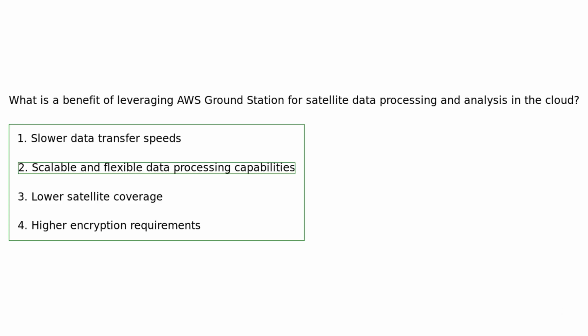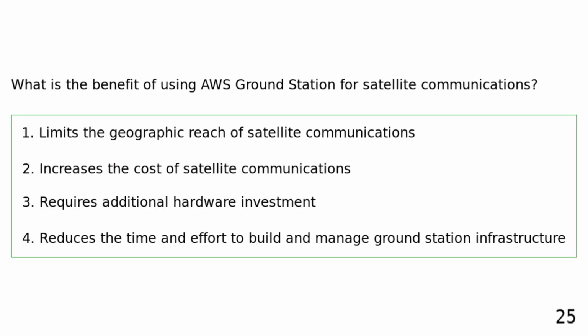One benefit of leveraging AWS Ground Station for satellite data processing and analysis in the cloud is the scalable and flexible data processing capabilities it offers, allowing customers to adjust resources based on demand and meet changing processing needs. What is the benefit of using AWS Ground Station for satellite communications?